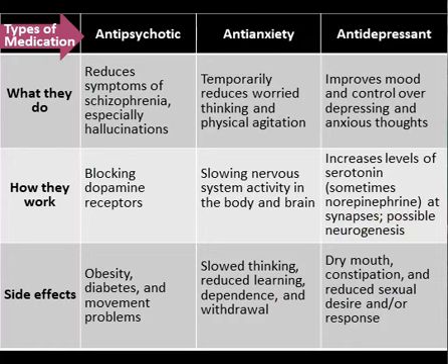What do they do? Antipsychotic, anti-anxiety, antidepressants. Antipsychotics reduce symptoms of schizophrenia, especially hallucinations. Anti-anxiety drugs temporarily reduce worry, thinking, and physical agitation. And antidepressants improve mood and control over depressing and anxious thoughts. How do they work? The antipsychotic, blocking dopamine receptors. For the anti-anxiety, slowing nervous system activity in the body and brain. And for antidepressants, increasing levels of serotonin, sometimes norepinephrine, at the synapse, possible neurogenesis.